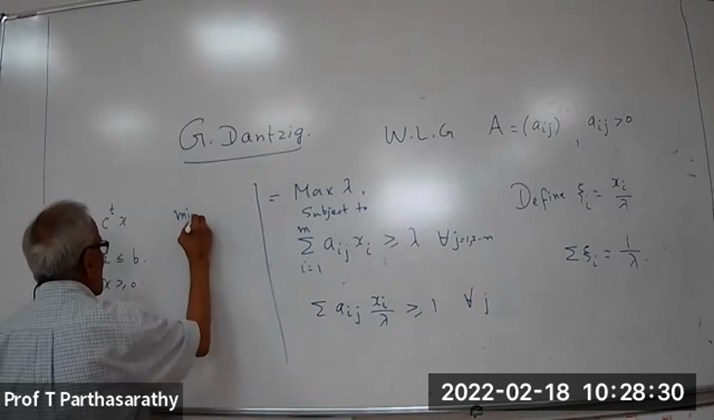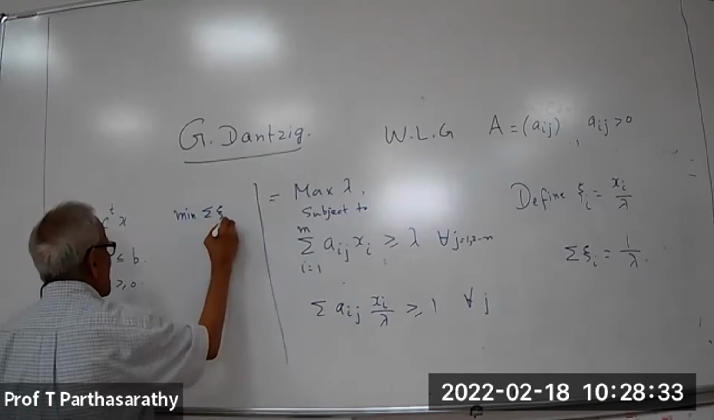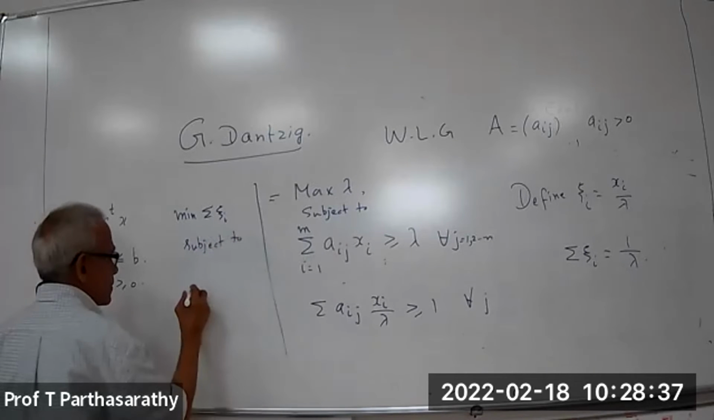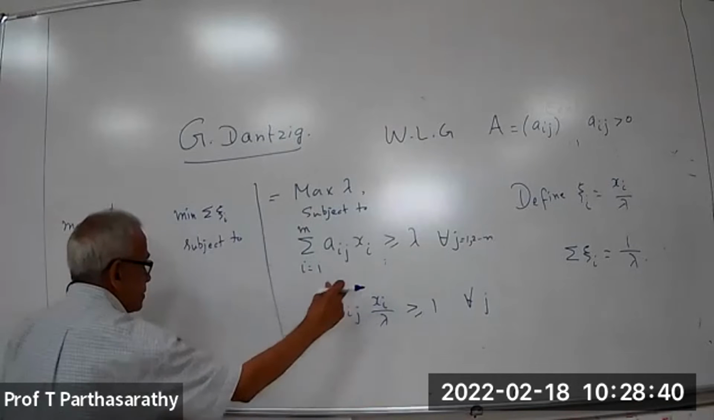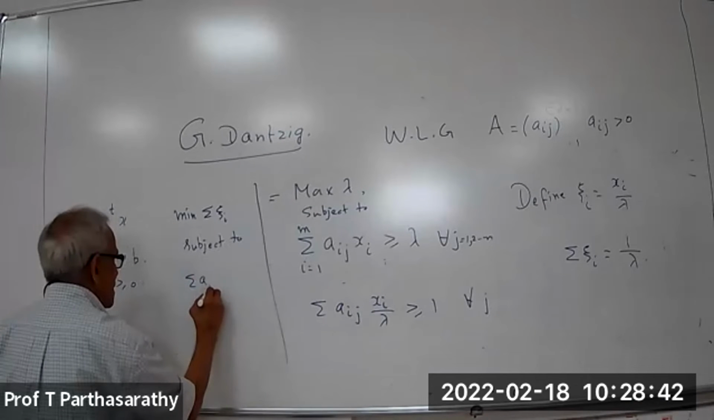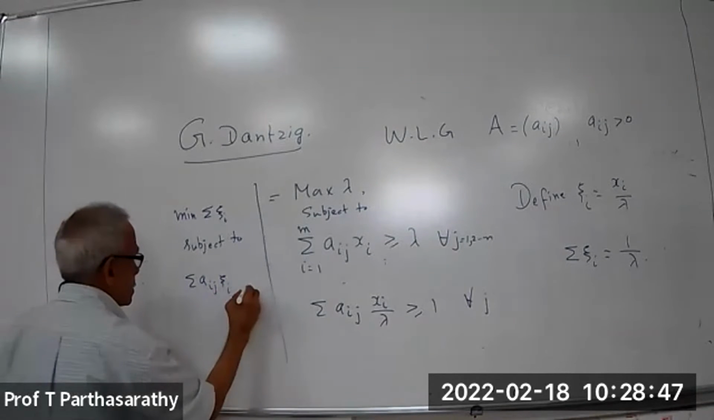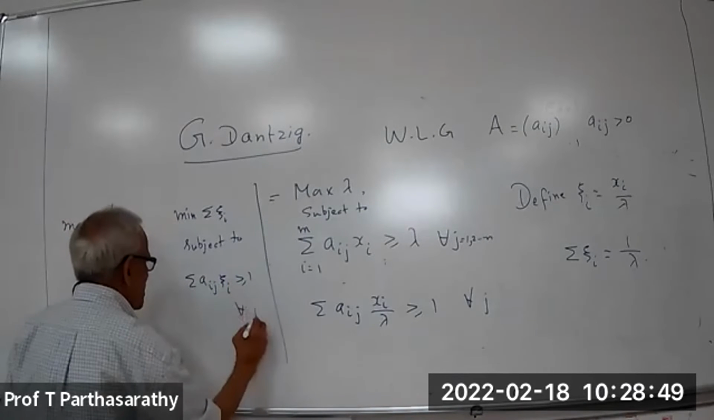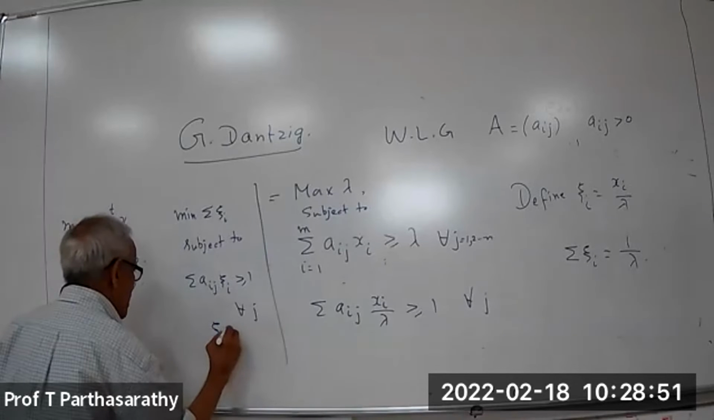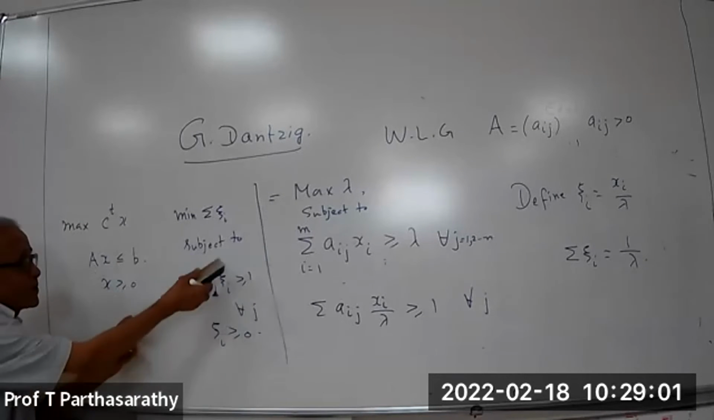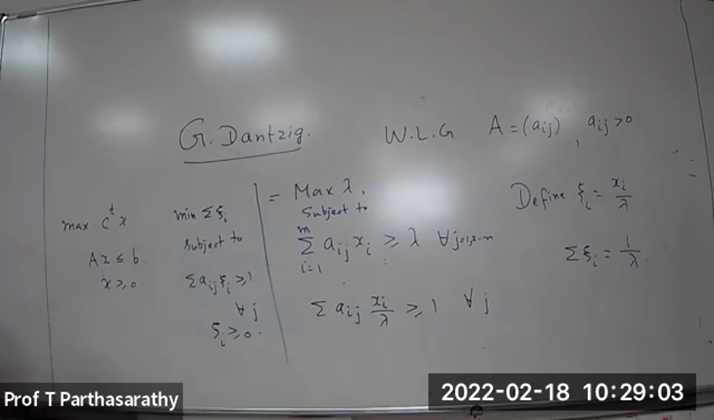Minimize summation xi subject to this one: summation Aij xi is greater than or equal to 1 for all j, and the only restriction is that the xi's are non-negative. That's it. When you write down the maximum problem, it is like this. When you write the minimum, the dual of this, it will always be greater than or equal. So you reduce it to the standard problem.